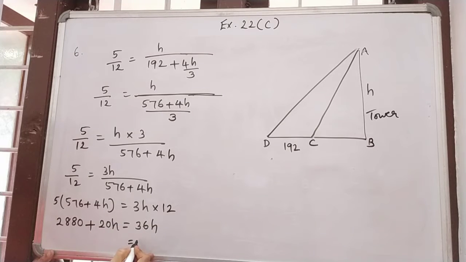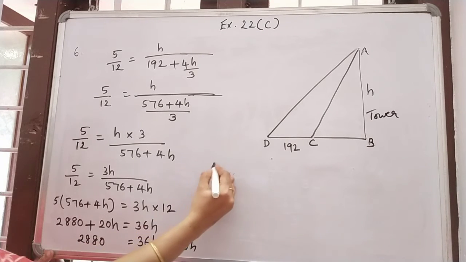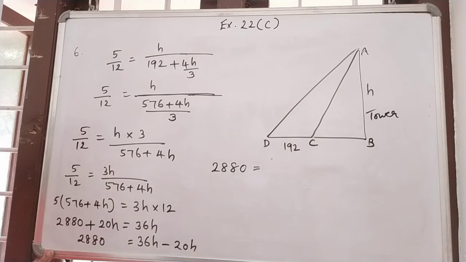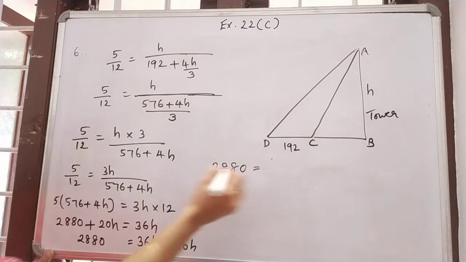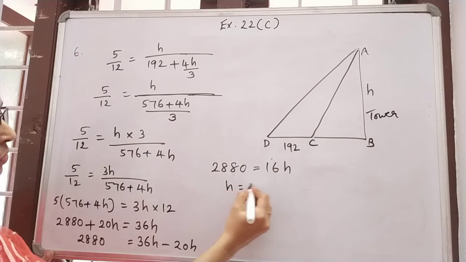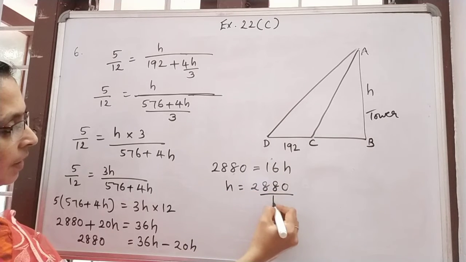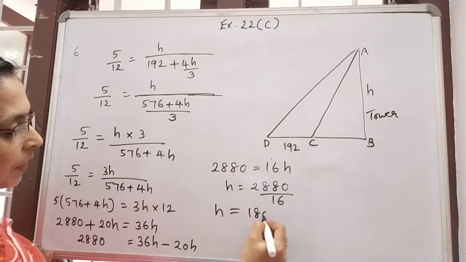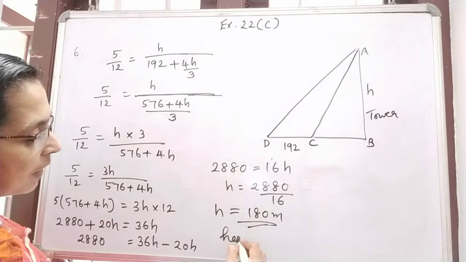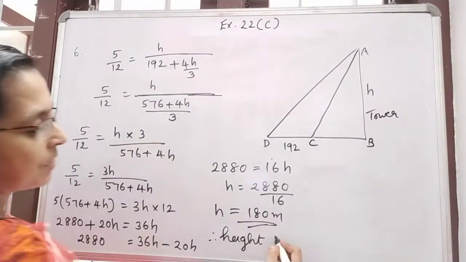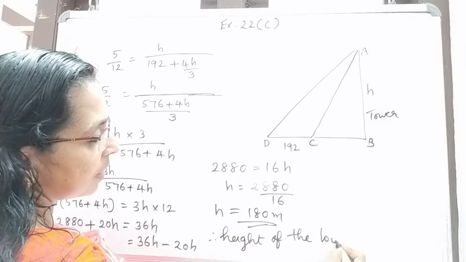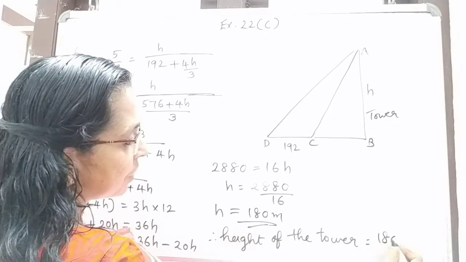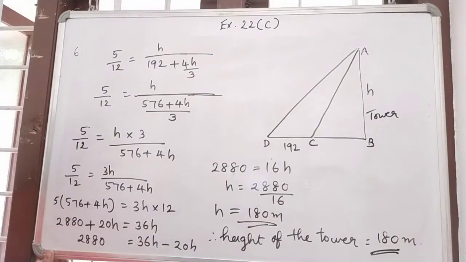We can take 20H to the right side, so it becomes negative 20H. Here on the left side 2880 is equal to 36H minus 20H, which is 16H. So H is equal to 2880 divided by 16, that is 180 meters. Therefore, the height of the tower is equal to 180 meters.